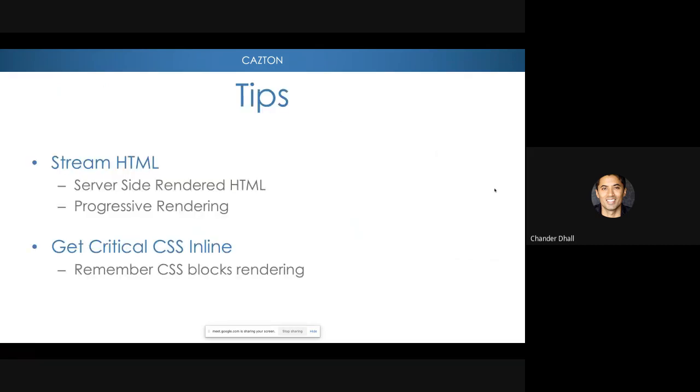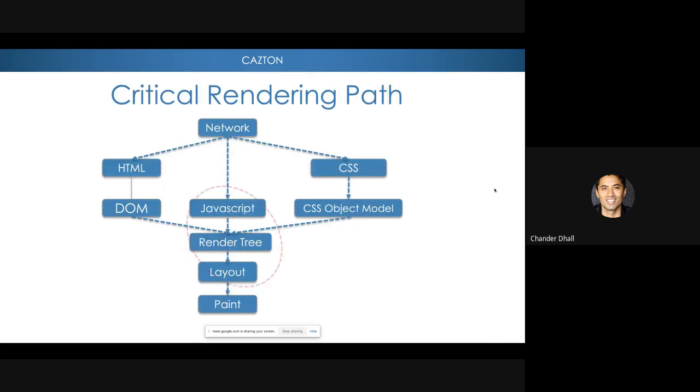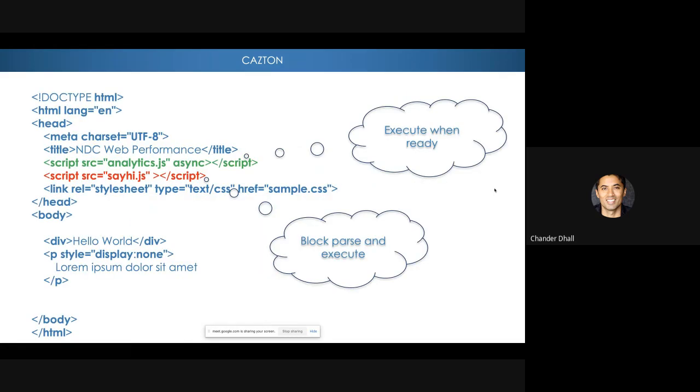So tips, you can definitely use server-side rendering. You can do progressive rendering. You can also make sure that your critical CSS is inline. But let's talk about the most important part, which is the render tree, layout, and paint, because this is the most expensive operation a browser has to do. Before we get there, I just want to show you this.